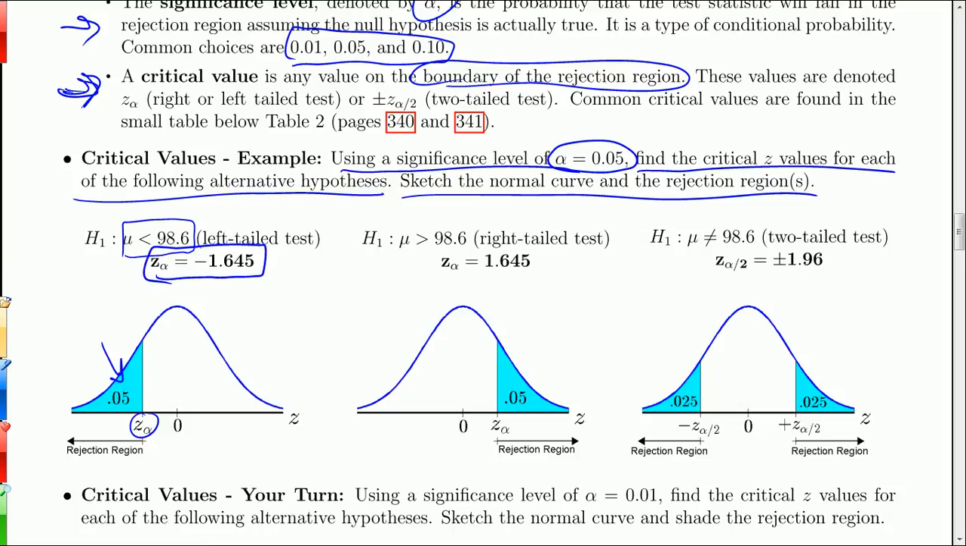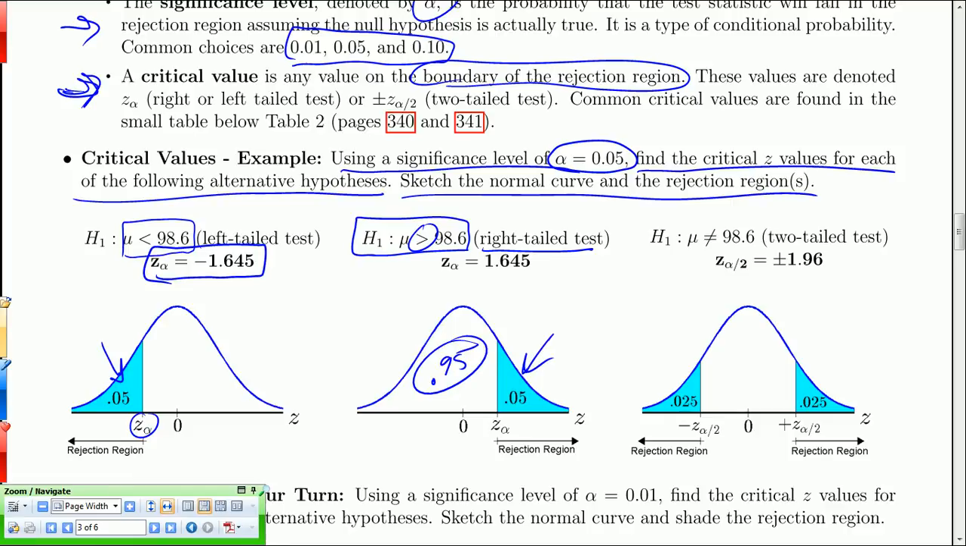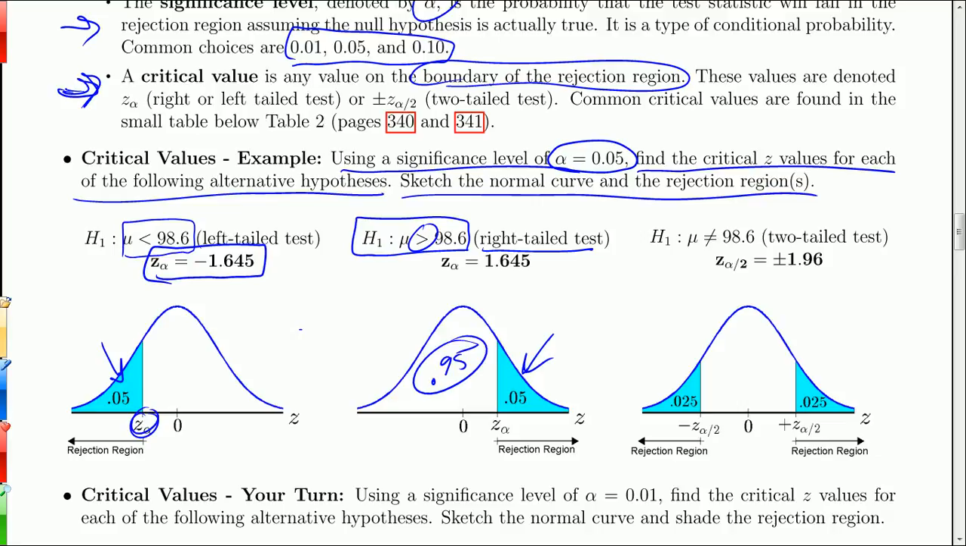So that's where this negative 1.645 came from. If my test statistic winds up in here, that's too extreme, and I will reject the null hypothesis, my original assumption. If it's a right-tailed test, that means I have an alternate hypothesis with this greater than sign. Then I need to put 0.05 in the right tail, so that means this 0.95 is to the left. So I actually have to look for 0.95. By the way, you could probably guess if this is negative 1.645, this is going to be positive, because the z distribution is symmetric.